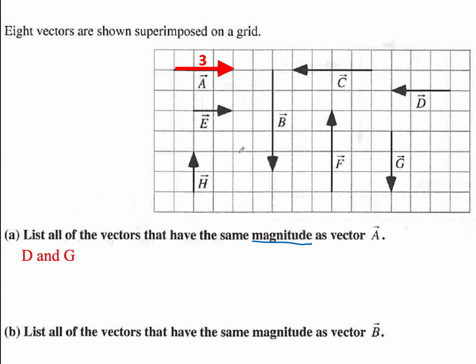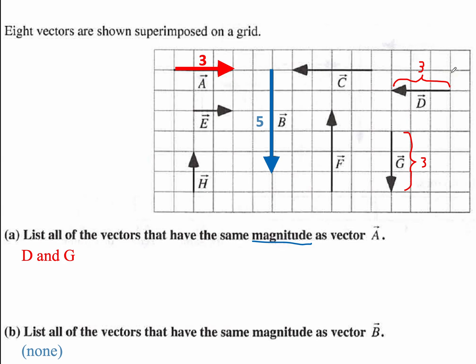Just take a quick look at it. D over here is exactly 3 units long. And G is also 3 units long. And so both of them have the same magnitude, but not necessarily the same direction as A. And then finally, list all the vectors that have the same magnitude as vector B. B is 5 units long. So I'll give you a second, look around here. Which other vectors have a magnitude of 5? And the answer is, if you haven't guessed it, there aren't any. It was a trick question. None of them have that same magnitude.